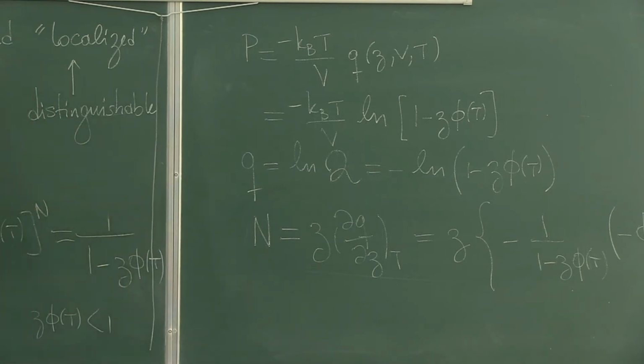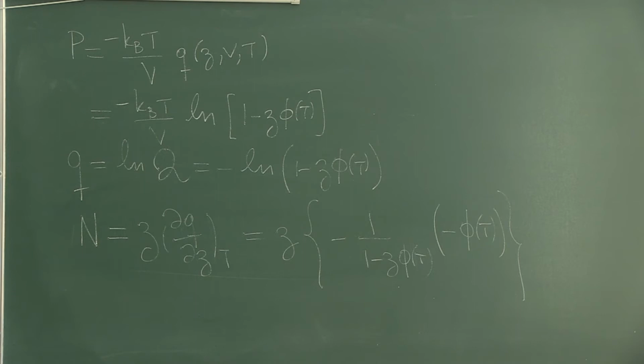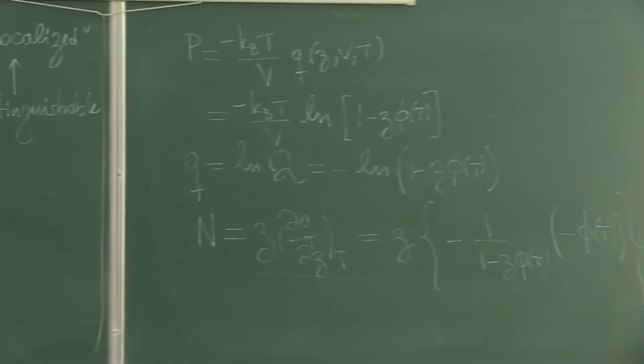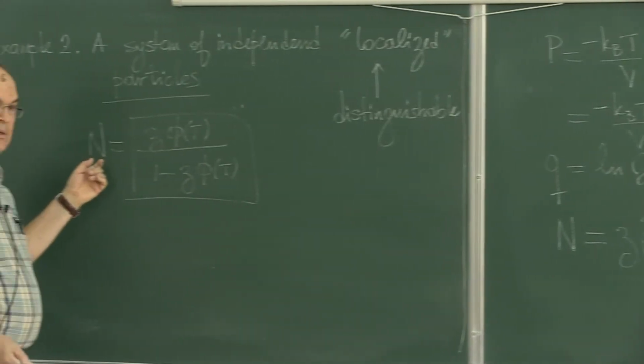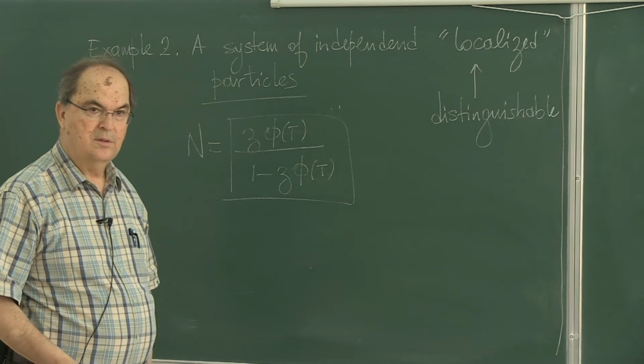So n comes out to be z phi of t divided by 1 minus z phi of t. If I know the single particle canonical partition function, I know the n. I know the pressure. Okay?